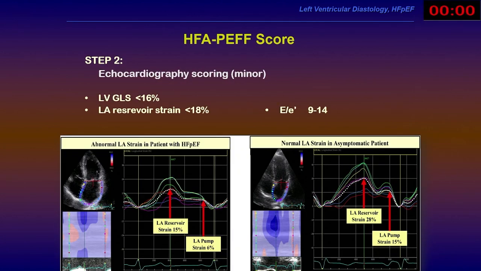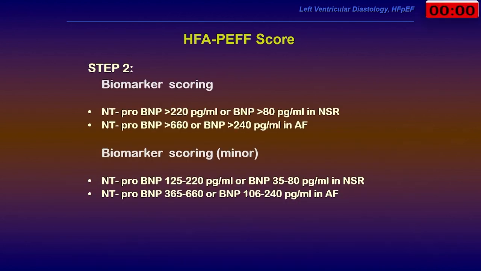The first parameters I told you about are the major criteria, and you have some echocardiographic minor criteria about the global longitudinal strain. If it is less than 16%, left atrial reservoir strain, as Dr. Hala Mahfouz said, less than 18. And of course, if you have the E/E' ratio not fulfilling the figure of 15. So if you have from 9 to 14, this is a minor criterion.